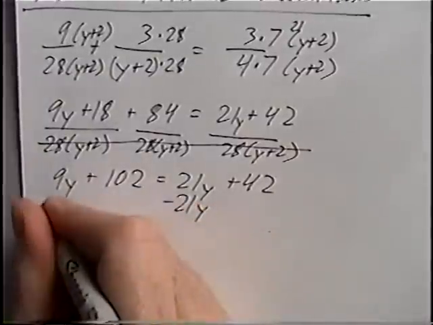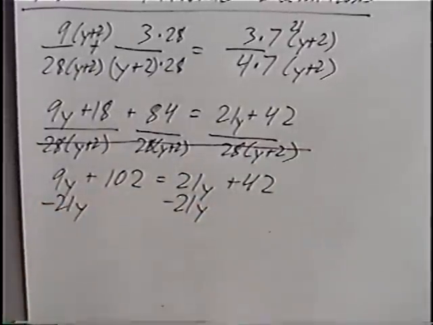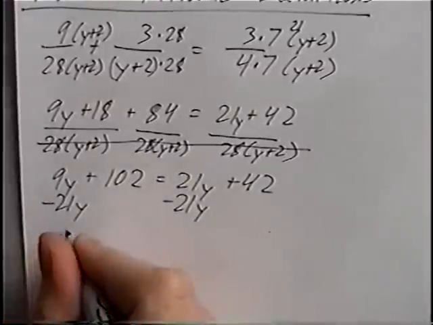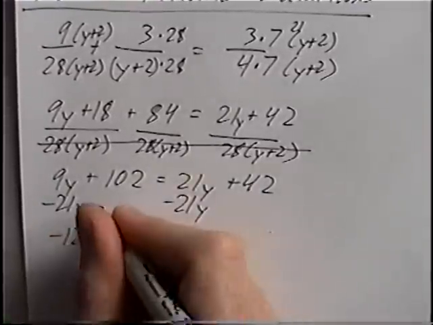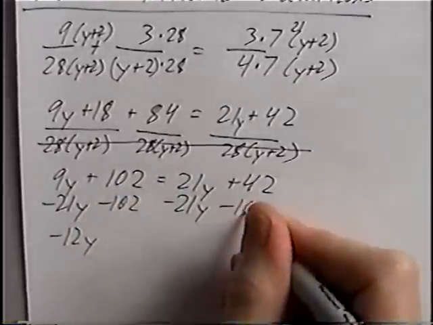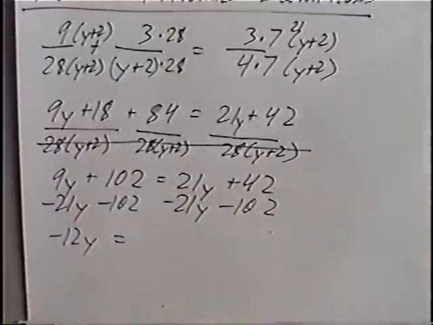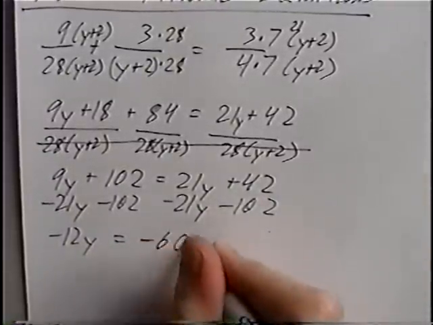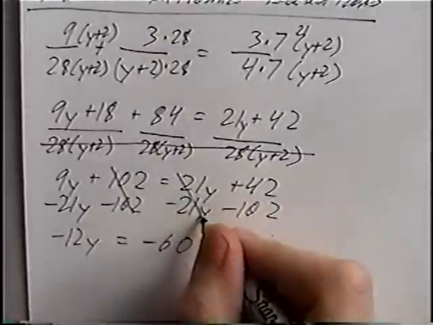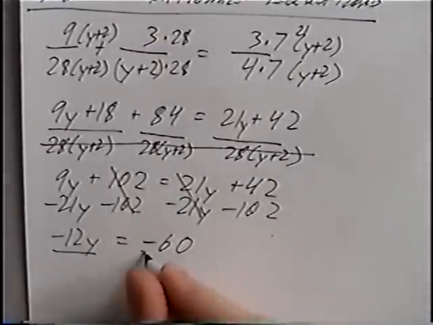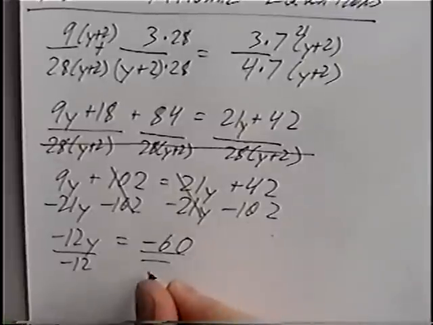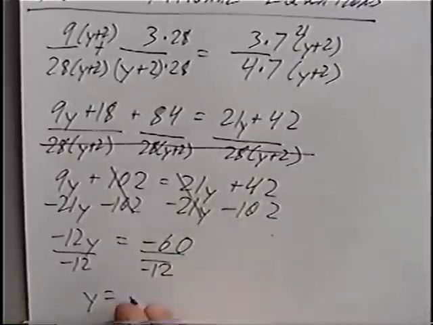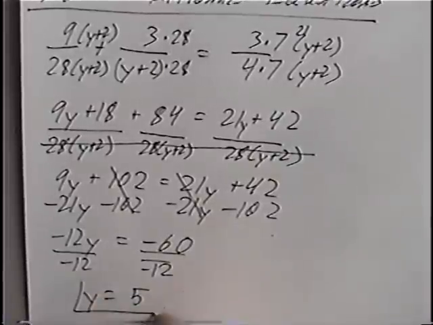We can subtract 21y on both sides. It would be negative 12y. We can subtract 102 on both sides, which would be negative 60. And we can divide by negative 12. And the answer would be y equals 5.